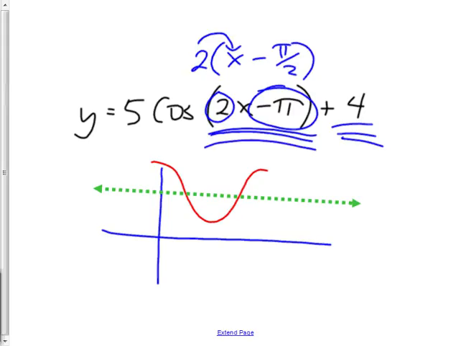See, 2 times the x makes 2x. 2 times the negative pi over 2, the 2s will cancel, and you get negative pi. Yay. Why did I do that? Because that's the phase shift. The phase shift is pi over 2. And what's its direction? Because you can shift things this way or that way. It's to the right because it's a minus in there, so it's right pi over 2.